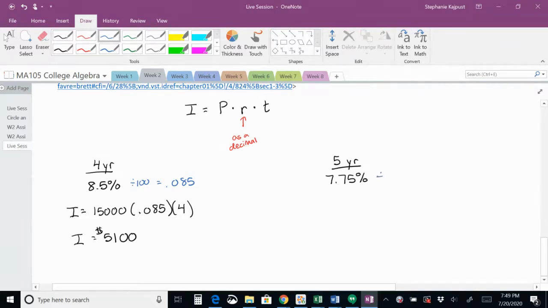So the 7.75%, we want to divide that by 100 to make that a decimal. So that's going to be 0.0775.